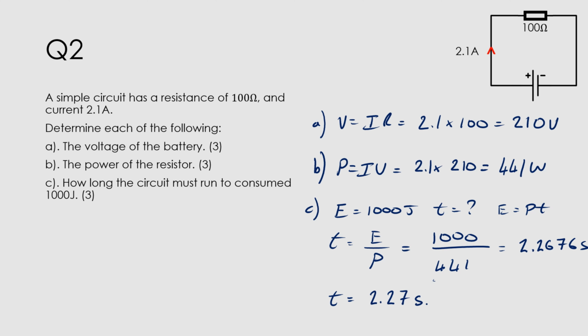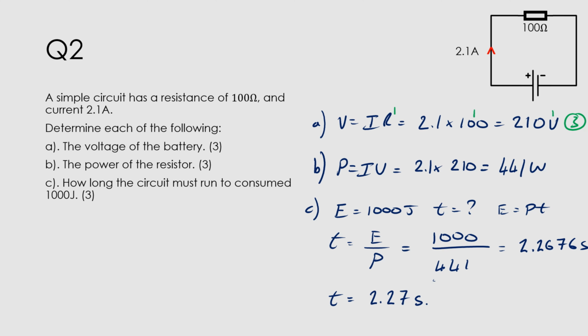Part A, work out the voltage over the battery. So we know the battery is driving 2.1 amps through the circuit, and we know the total resistance of the circuit is 100 ohms. So we can use V equals IR to determine what voltage is being driven by the battery. So in this case, that's going to be 2.1 times 100, so that's 210 volts. So mark, mark, mark, 3 marks.